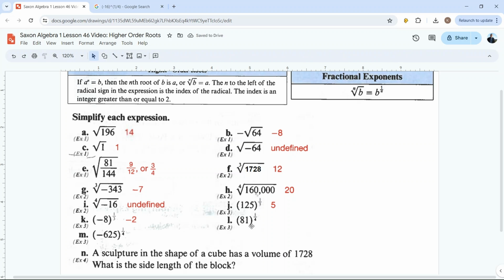Can I do the fourth root of 81? Okay. So again, 81 to the 1/4 means the fourth root. What number do I multiply by itself 4 times to get 81? I'm guessing it's going to be 3. Let's just try that out. 3 times 3 is 9, times 3 is 27, times 3 is 81.